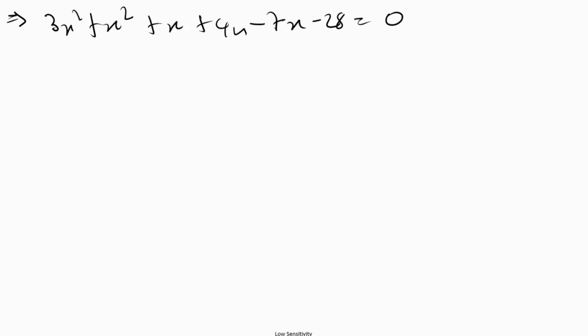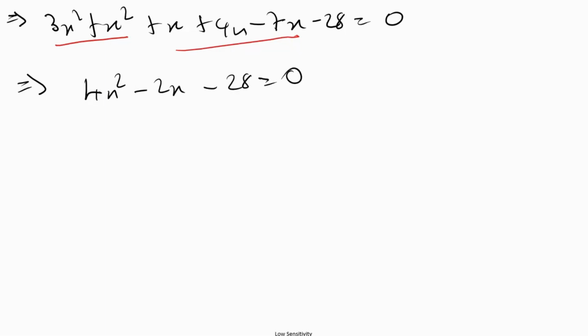You are going to group like terms together and simplify. So with the x squared there, with the x, and then with 28 there. So we can then rewrite this as 4x squared minus 2x minus 28 is equal to 0.